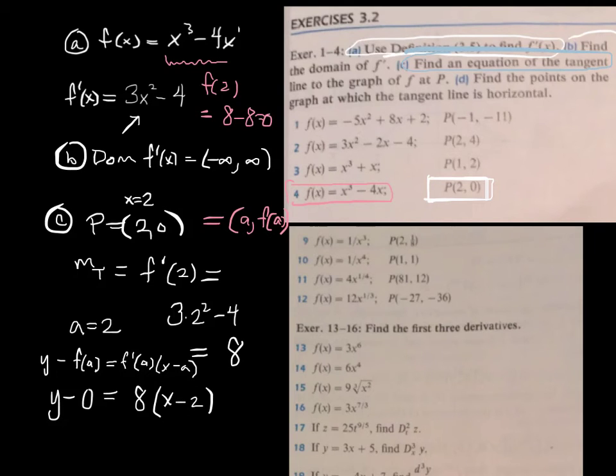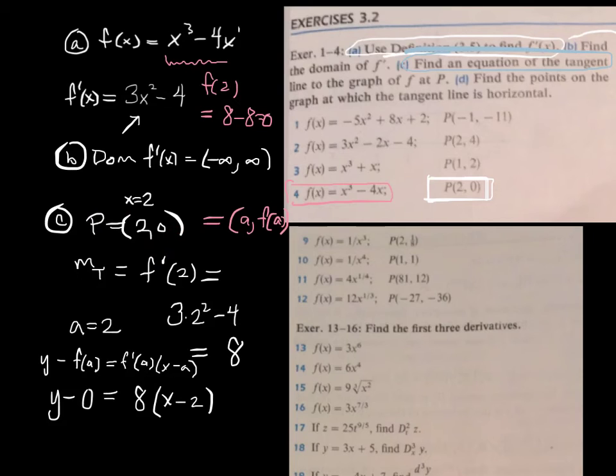All right, so we found the derivative. We found the domain, which is everything. We found the equation for the tangent line by plugging 2 into the derivative to get the slope, and then we used the point 2, 0.